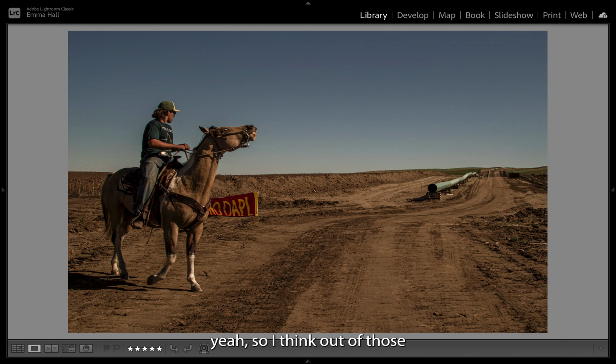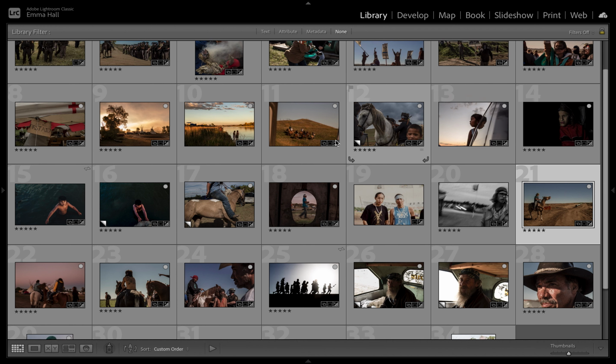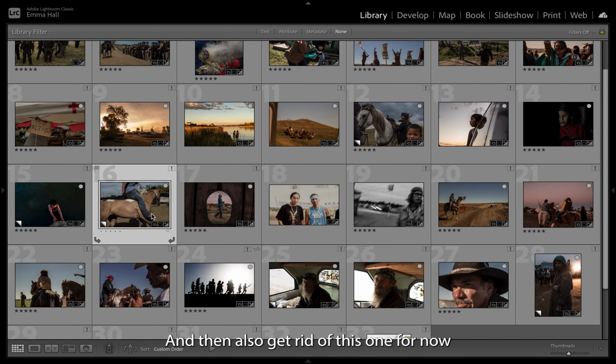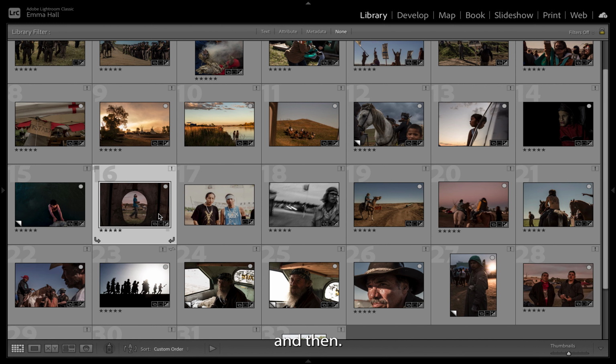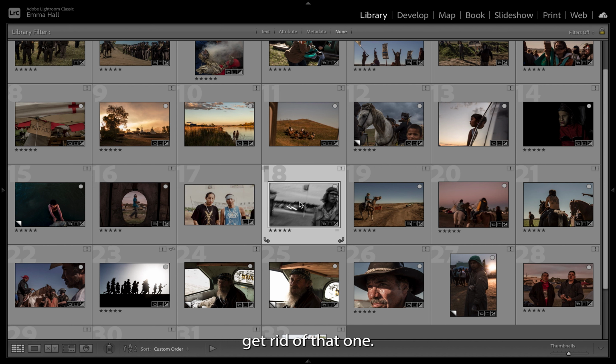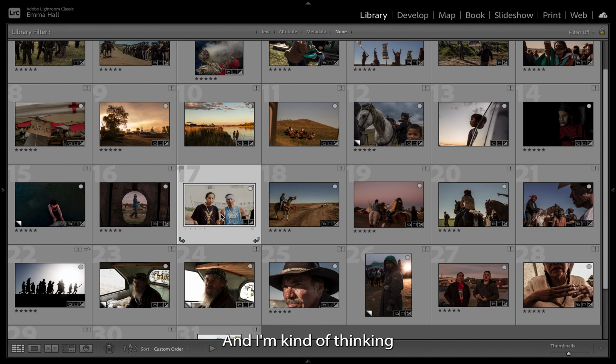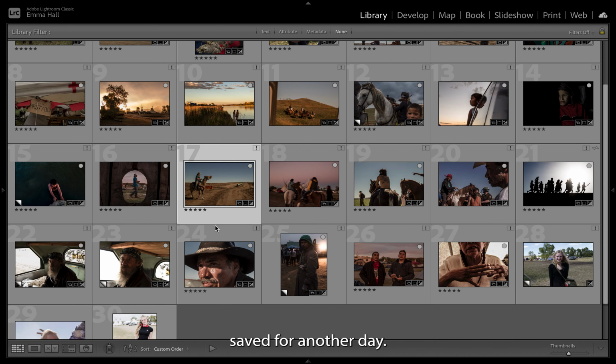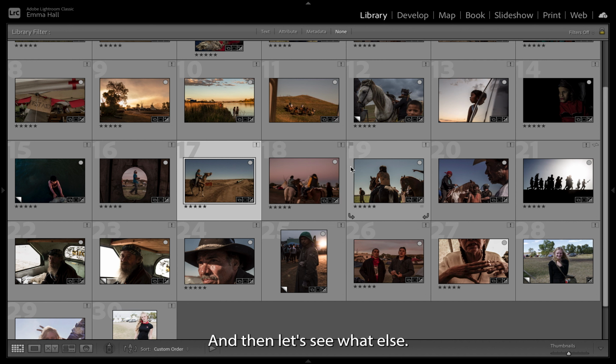So, yeah. I think out of those photographs, I'm definitely going to have to get rid of that one. And then also get rid of this one for now. And then, unfortunately, definitely get rid of that one. And I'm kind of thinking I'm going to have to get rid of this one, just because, again, I can't really make it match the rest of the photographs. So, saved for another day.